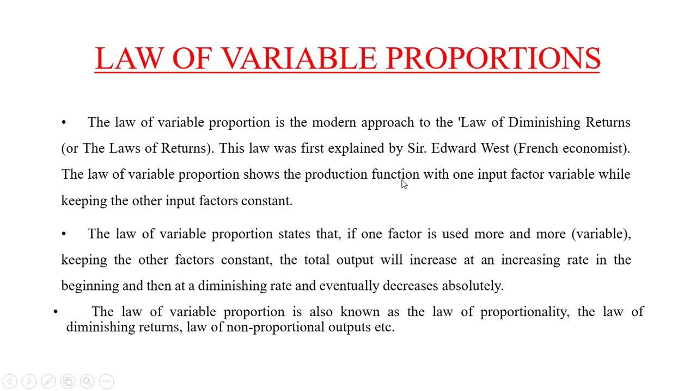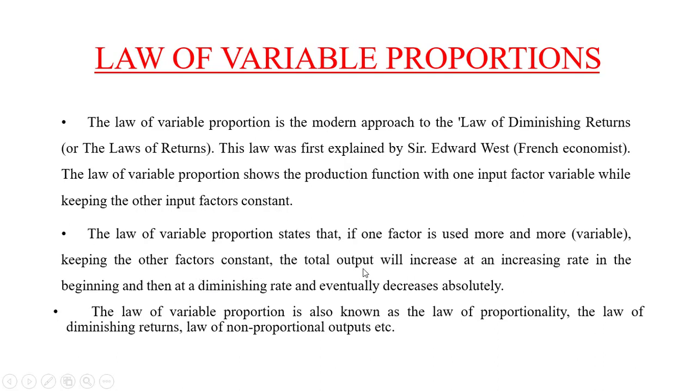It relates with the short run production function, where only one input can be changed and other inputs will remain the same. So here they are saying in the law of variable proportion, if one input is changed and other input is constant. For example, one input is labor and the other one is capital. So if you are making change in the labor, you cannot make change in the capital. The capital has to be constant.